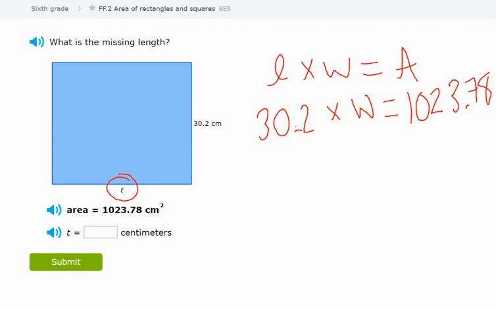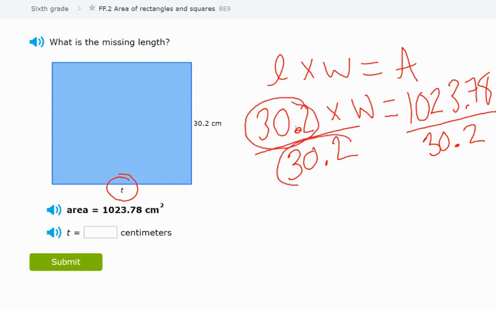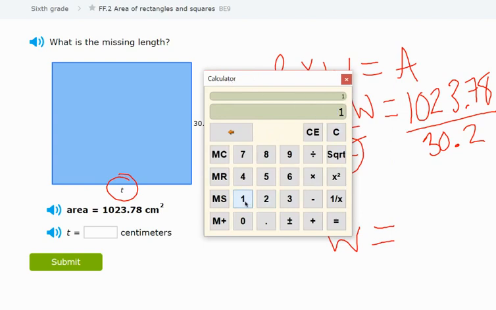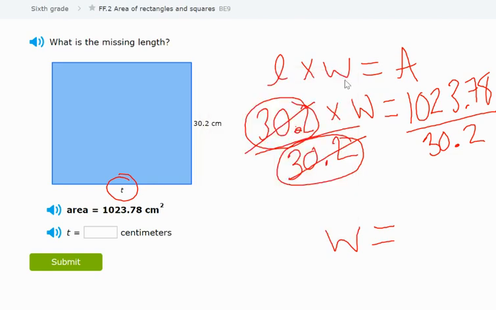So again, we're doing the same process. This is W times 30.2, so I'm going to use a fraction bar to divide by 30.2. And I do that on both sides of the equal sign. This gives me a 30.2 in the numerator and a 30.2 in the denominator, which is going to give me one whole W. And if I use a calculator to divide this, I'm going to end up with 1,023.78 divided by 30.2. And this gives me an answer of 33.9 centimeters.